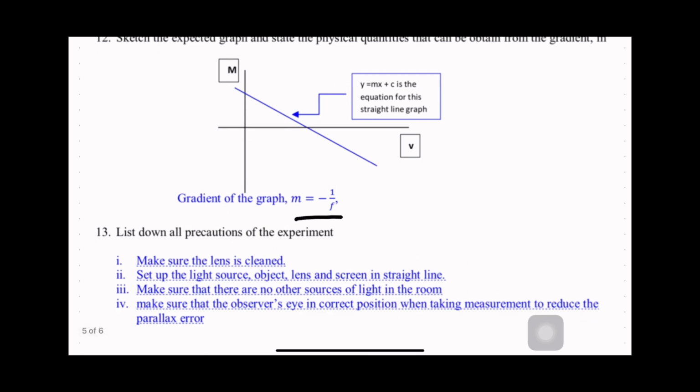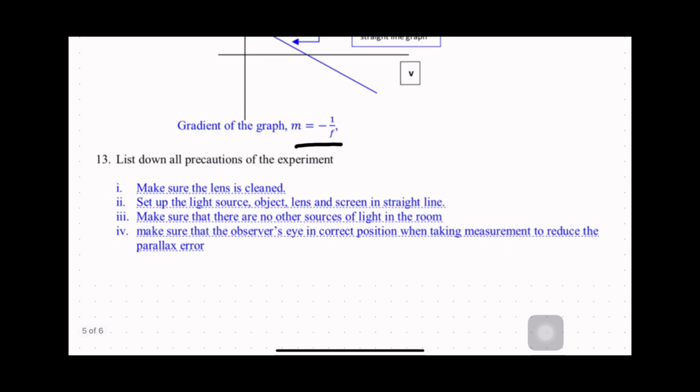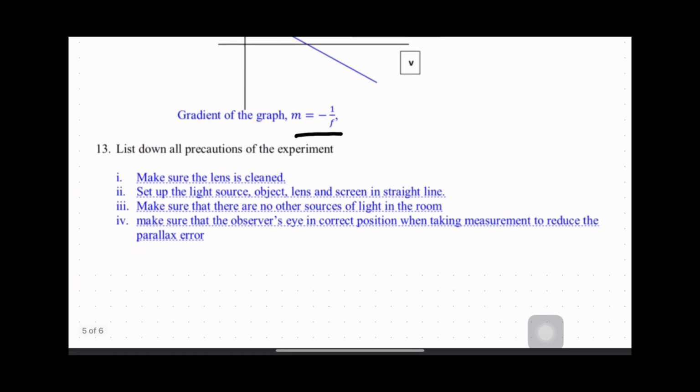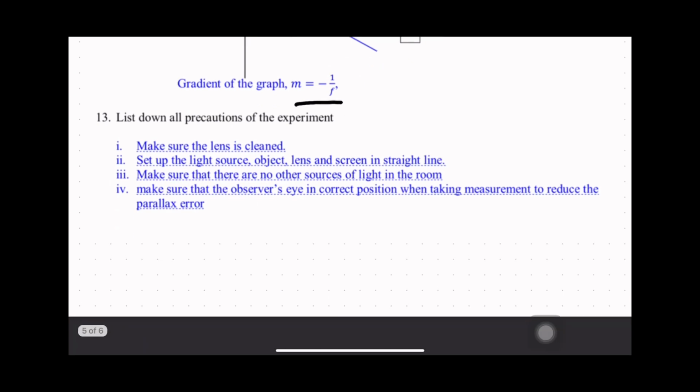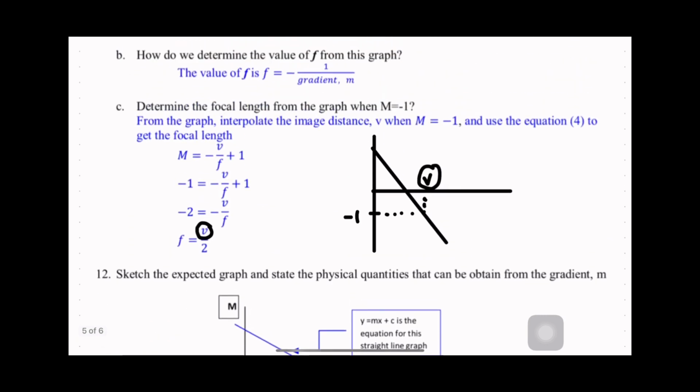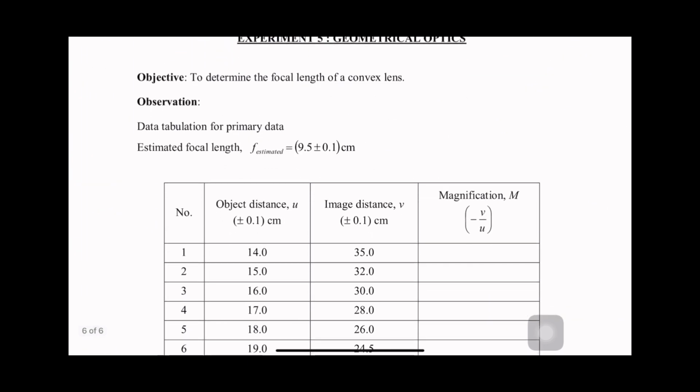List down all the precautions of the experiment. So, make sure that the lens is clean. Set up the light source, object, lens and screen in straight line. Make sure that there are no other source of light in the room. So make sure that the observer eye is in correct position when taking measurement to reduce the parallax error. And then kita boleh plot graph.